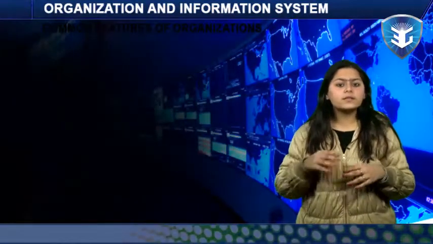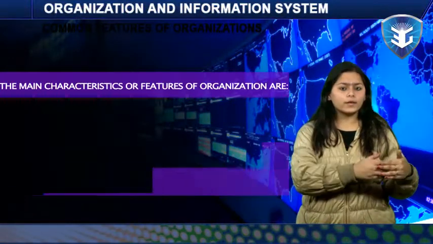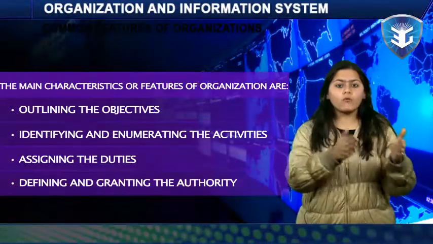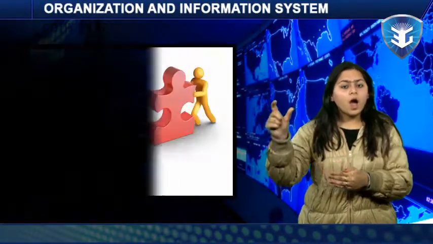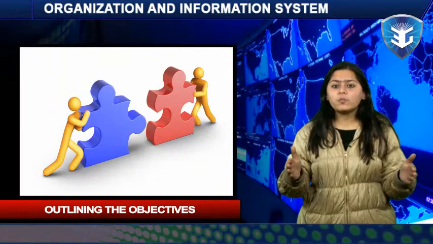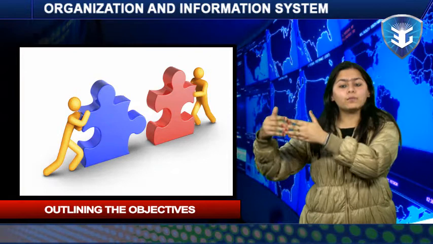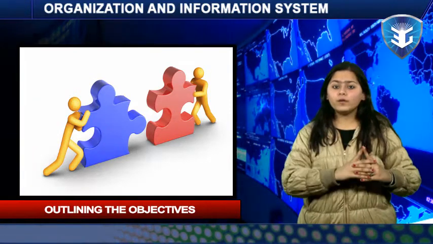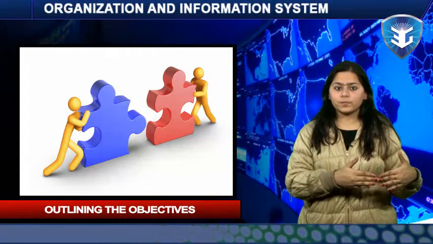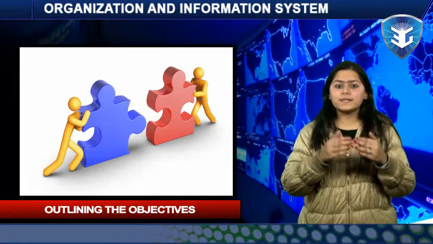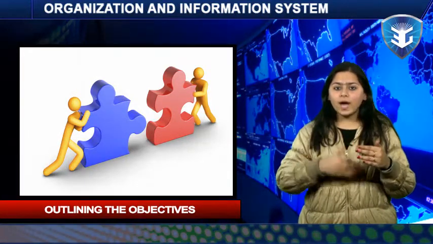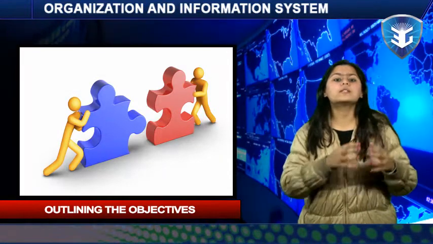Let us now discuss the common features of organizations. The main characteristic or feature of organization is outlining the objectives. Born with the enterprise are its long-time objectives of profitable manufacturing and selling its products. Other objectives must be established by administration from time to time to aid and support this main objective.